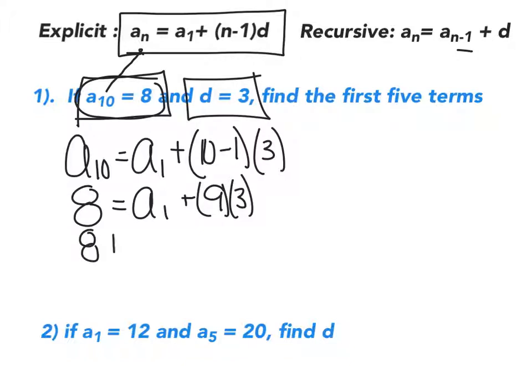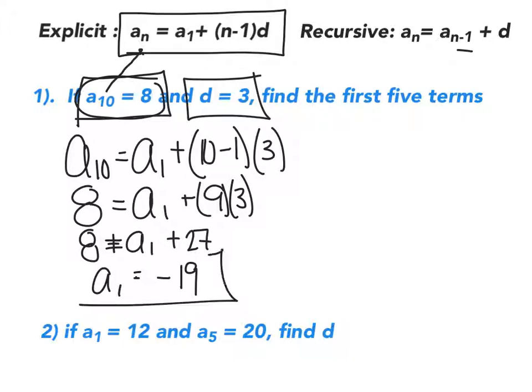So I get 8 equals a sub 1 plus 27. So I get a sub 1 is equal to negative 19. So I'm using this formula to get a sub 1. Now that I know a sub 1, I need to list out the first 5 terms.